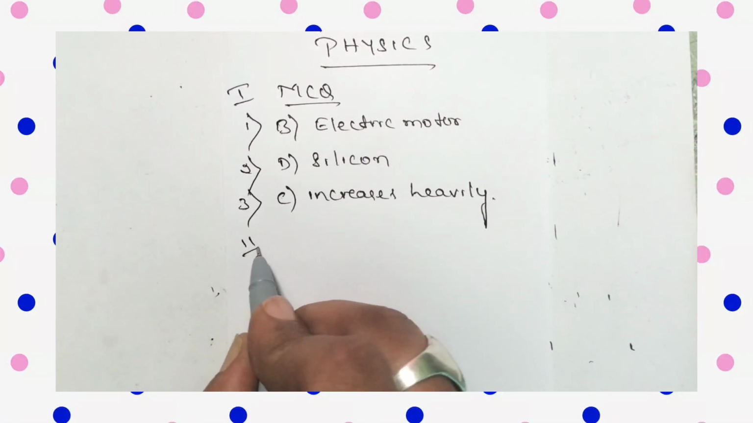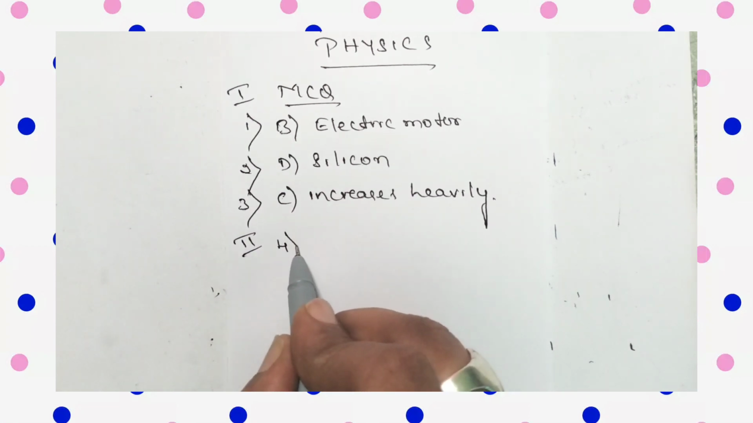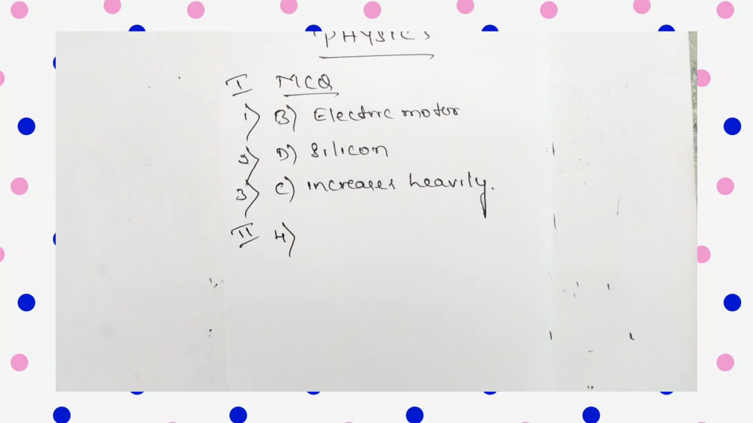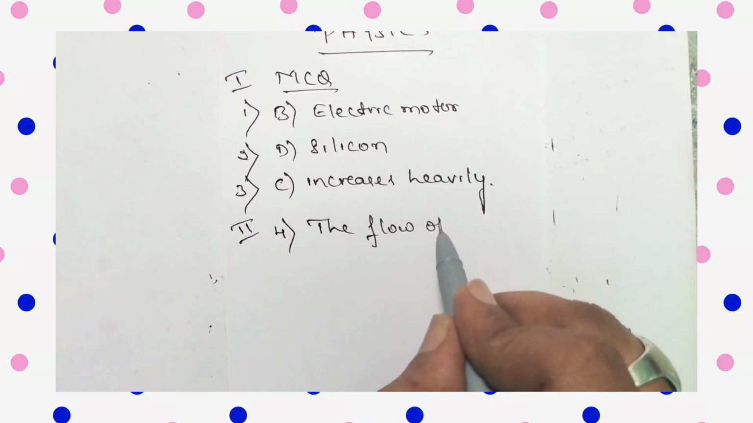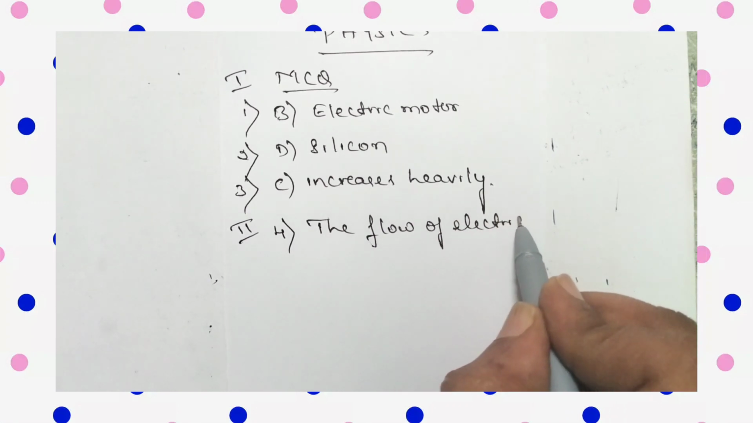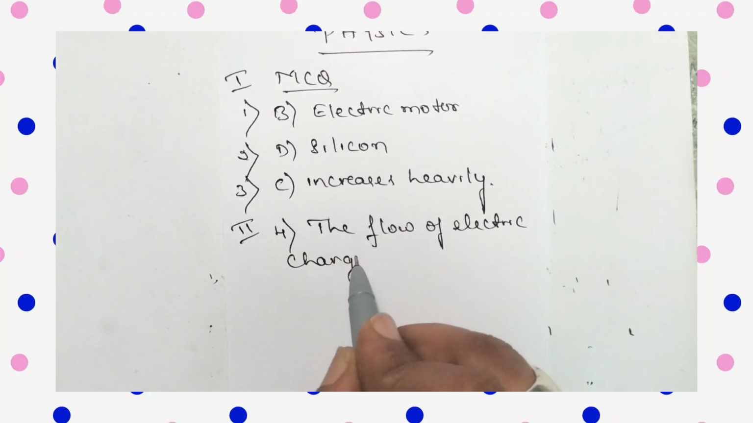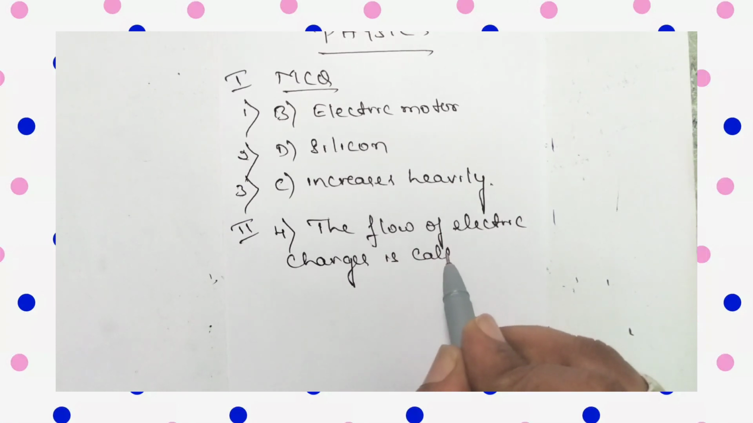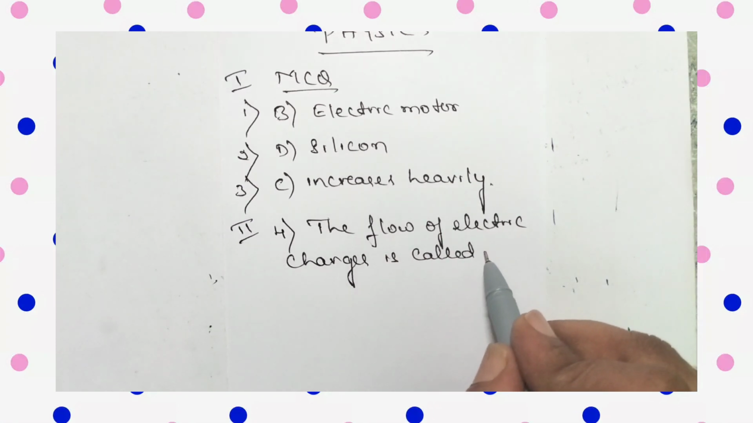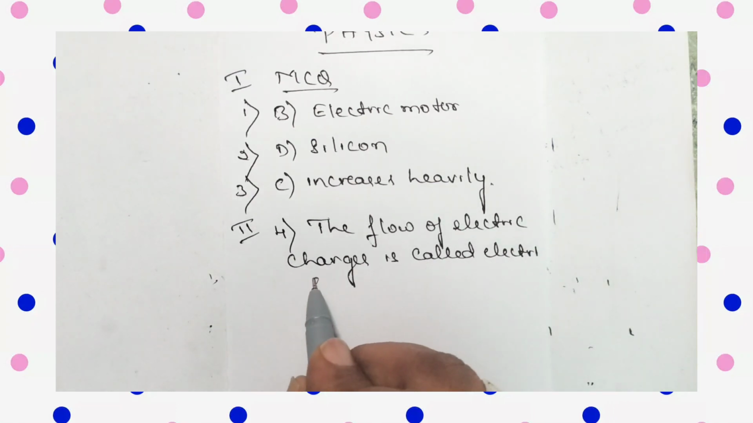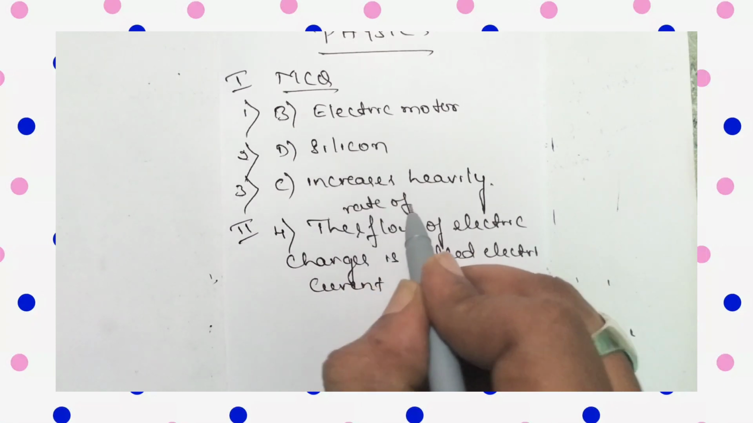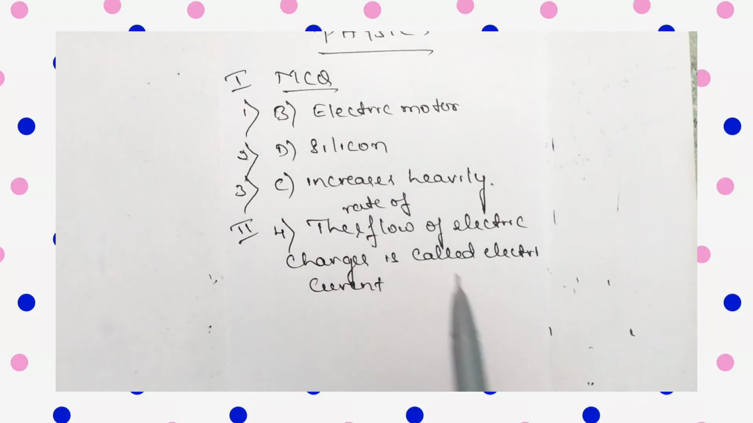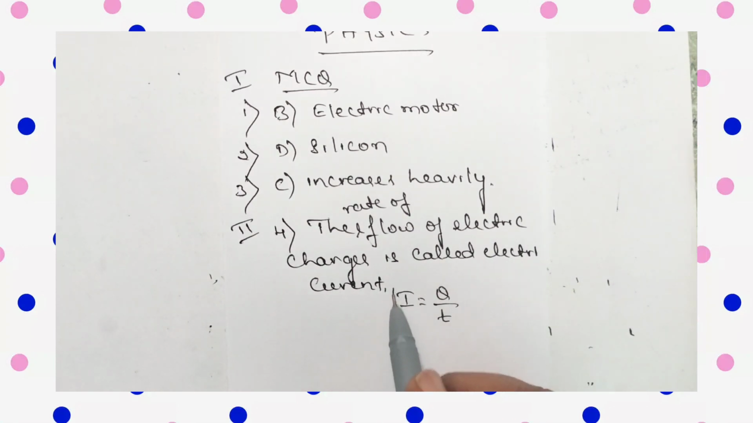Now let us move to the fourth question. The fourth question is, what is electric current? The rate of flow of electric charges is called electric current. I is equal to Q by T.